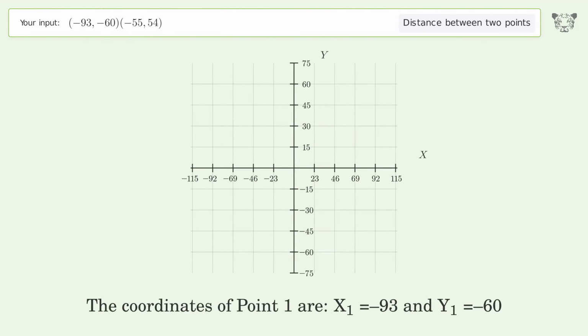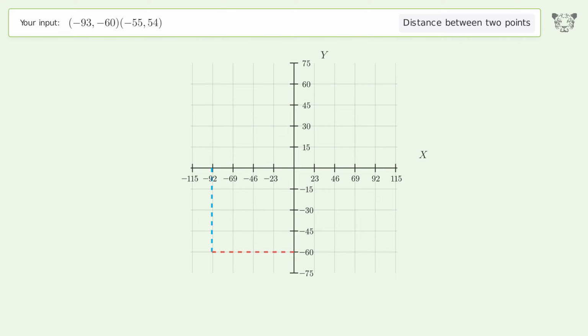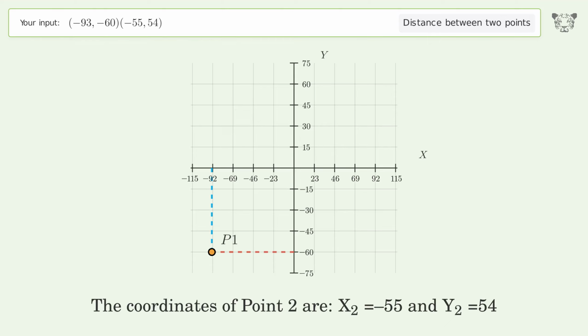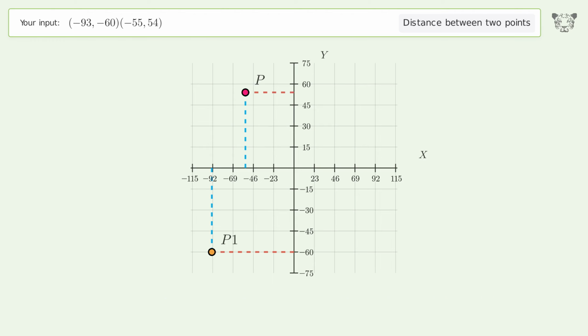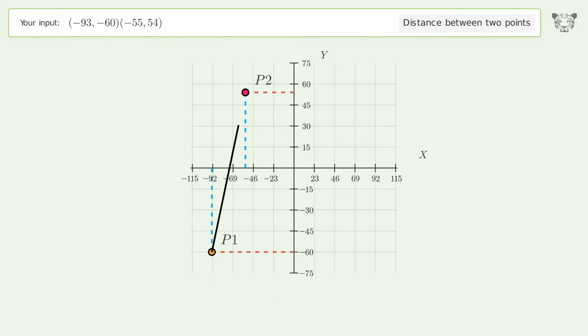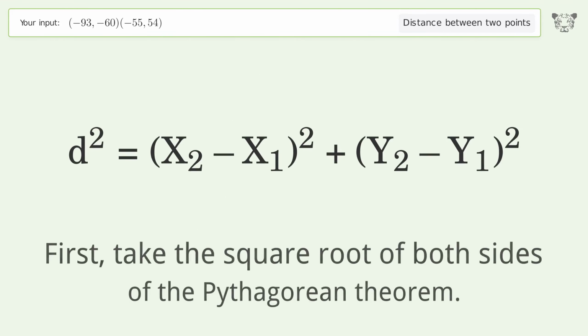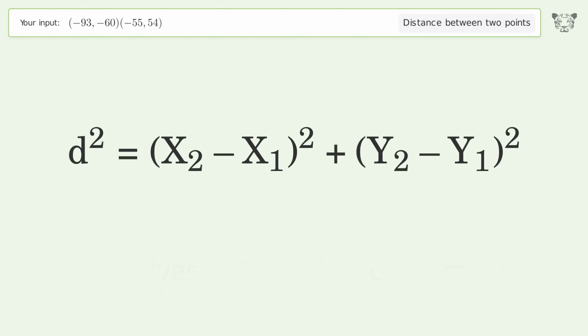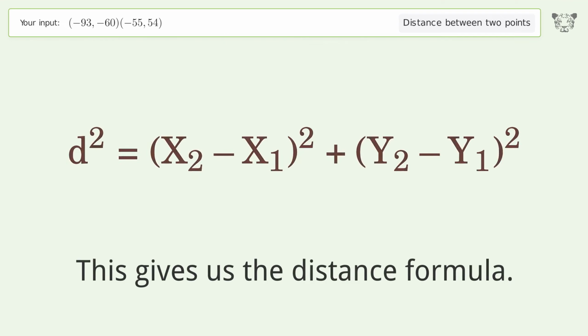Plot the 2 points and calculate the distance using the formula. The coordinates of point 1 are, x1 equals negative 93 and y1 equals negative 60. The coordinates of point 2 are, x2 equals negative 55 and y2 equals 54. D is the distance between the 2 points. First, take the square root of both sides of the Pythagorean theorem. This gives us the distance formula.